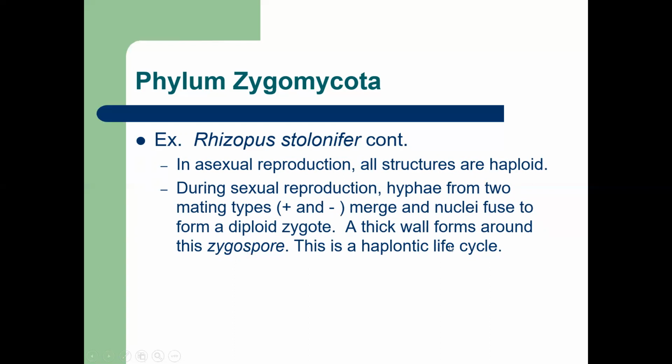And it's a haplontic life cycle. In asexual reproduction, all the structures are haploid, and the spores produced are haploid. You don't wind up with a diploid. So that's kind of the differences there. So that's just for your information. I want you to see that it's quite a different process than anything we've talked about previously, or we'll talk about in the future with the other kingdoms.